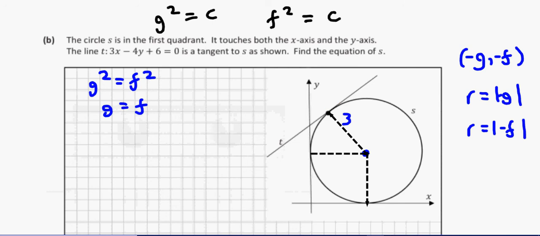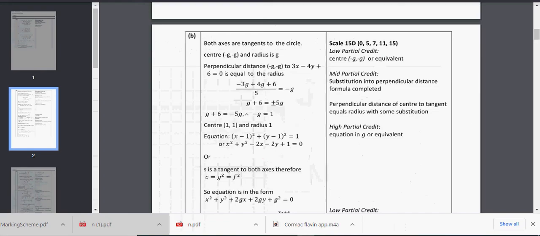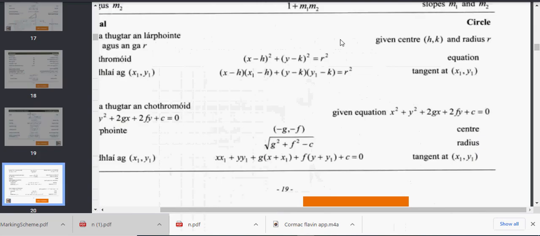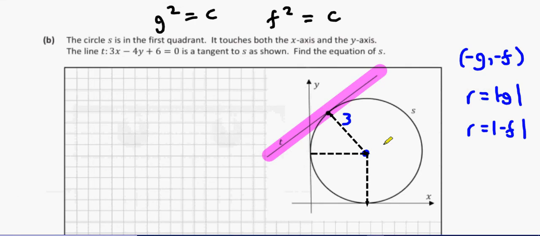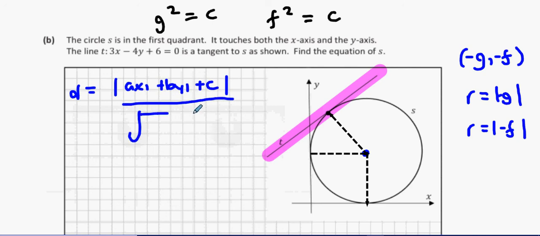Now, I'm thinking I'm going to use the closest approach of a line method. For those of you that don't remember this, if we go back to our notes here and go up one or two bits, this one here: the distance of x1, y1 to the line ax plus by plus c. We can do this in terms of g. So distance equals ax1 plus by1 plus c all over the square root of a squared plus b squared.